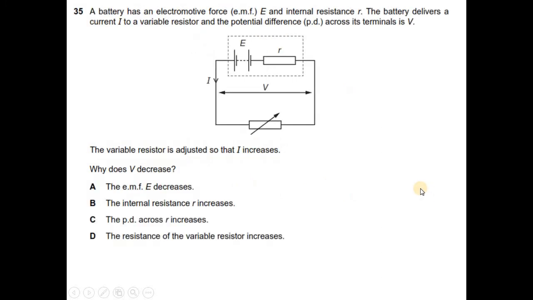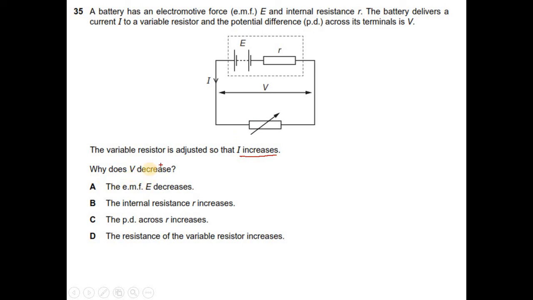A battery has an electromotive force EMF E and internal resistance R. The battery delivers a current I to a variable resistor, and the potential difference across its terminal voltage is V. Okay, this is the variable resistor. The variable resistor is adjusted so that the current I increases. If current I increases, that means the resistance of the variable resistor is decreasing. Okay, why does V decrease?